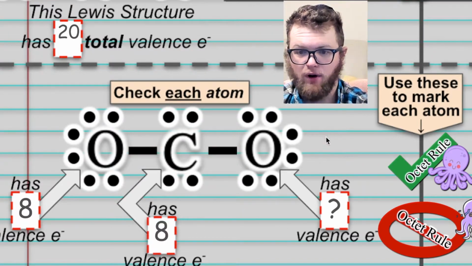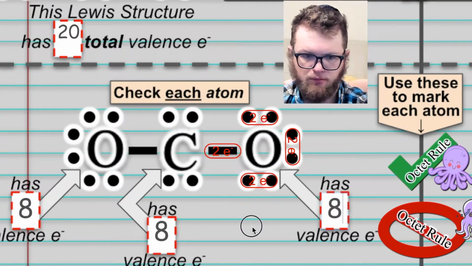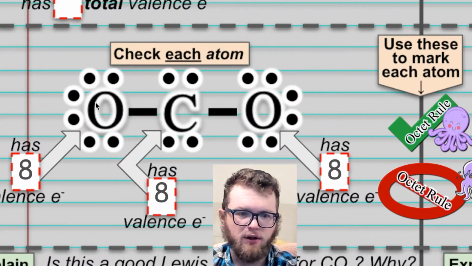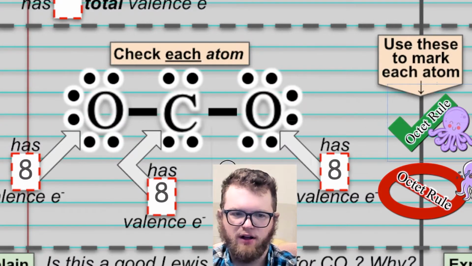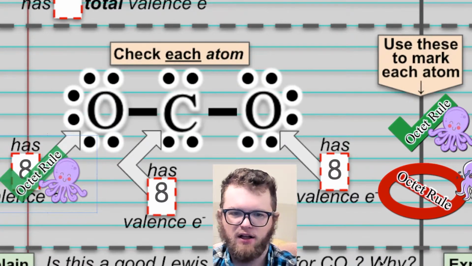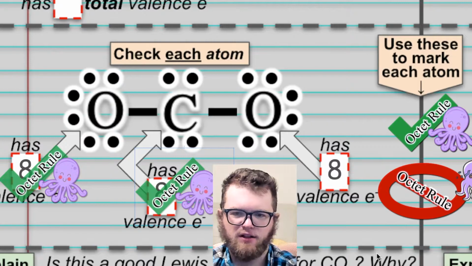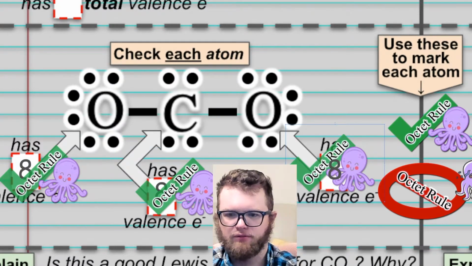The oxygen on the right here has 2, 4, 6, 8 valence electrons. So does each atom meet the octet rule? This oxygen has 8 valence electrons, so yes, it meets the octet rule. This carbon has 8 valence electrons, so yes, it meets the octet rule. And this oxygen also meets the octet rule.